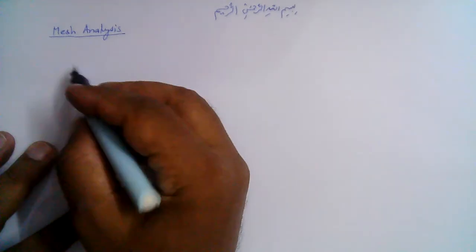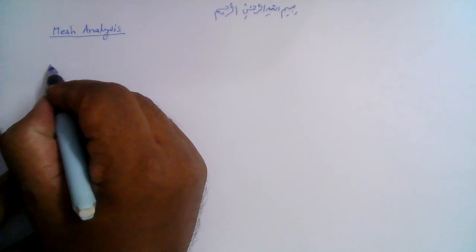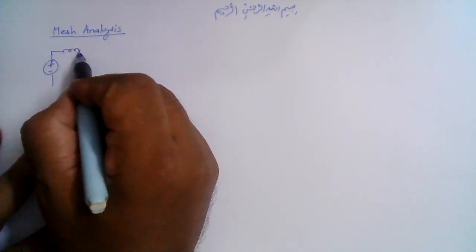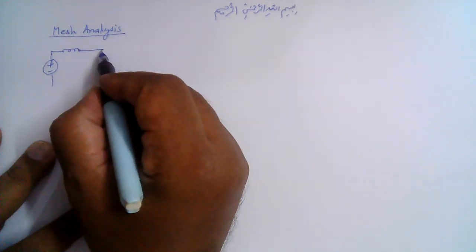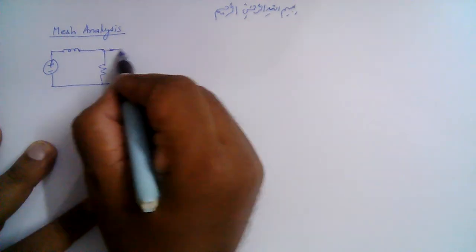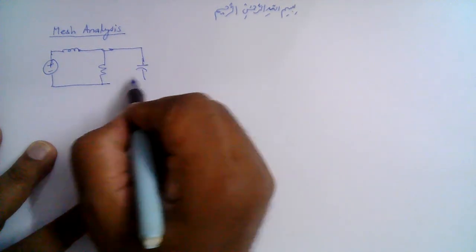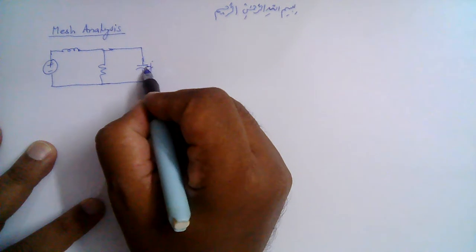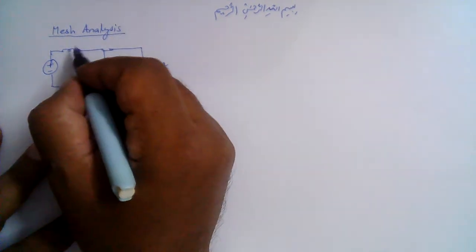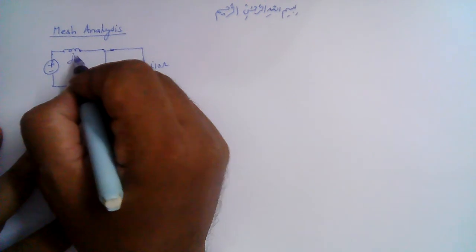Bismillahirrahmanirrahim. So let us consider mesh analysis in the frequency domain. For this, let's consider a simple circuit. We have a J10 ohm impedance here, which is an inductor, then a 10 ohm resistor here, and a minus J10 ohm impedance, 10 ohms. This is J10 ohm, and this is 10 volts, right?